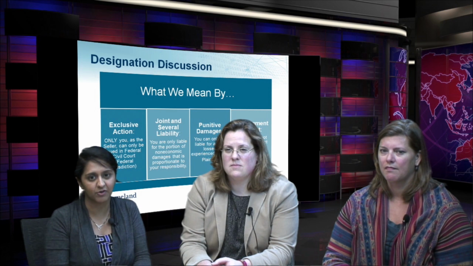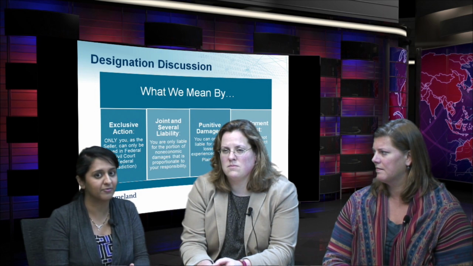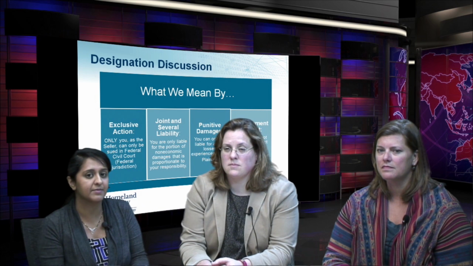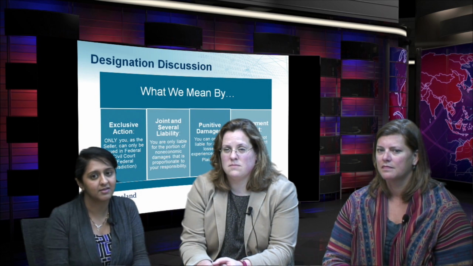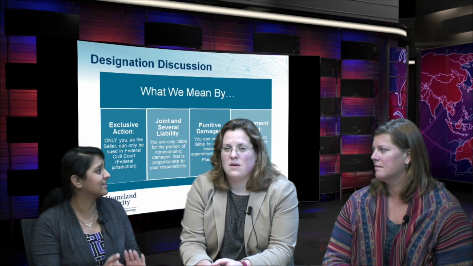Under joint and several liability, each defendant is jointly responsible for the full judgment amount to the plaintiff. The plaintiff may collect the full judgment amount from any of the defendants. If one defendant pays the full judgment amount, then that defendant may collect portions of the judgment from the other defendants.